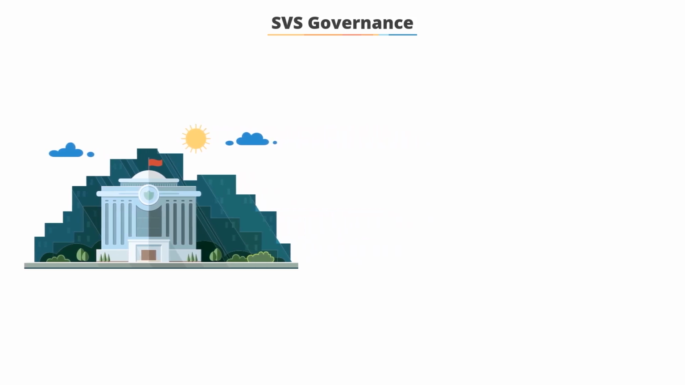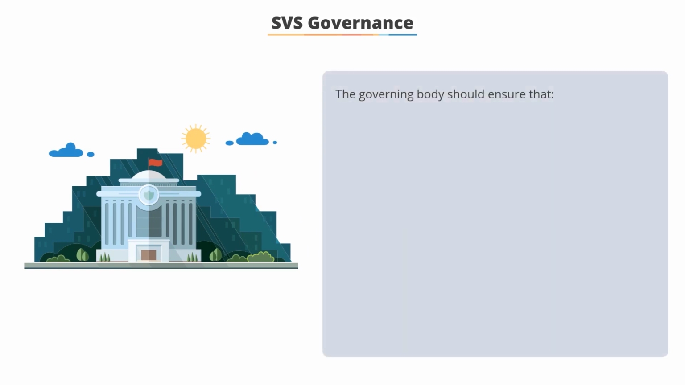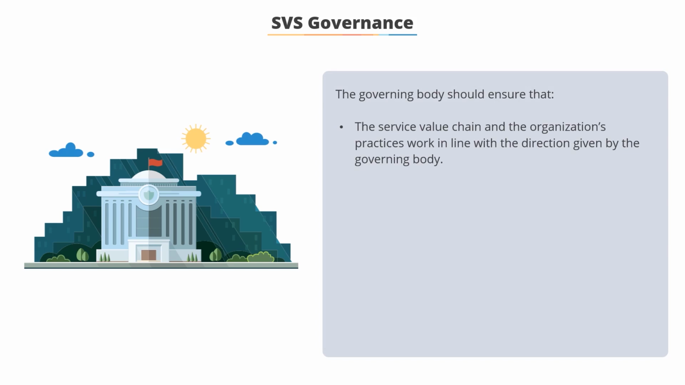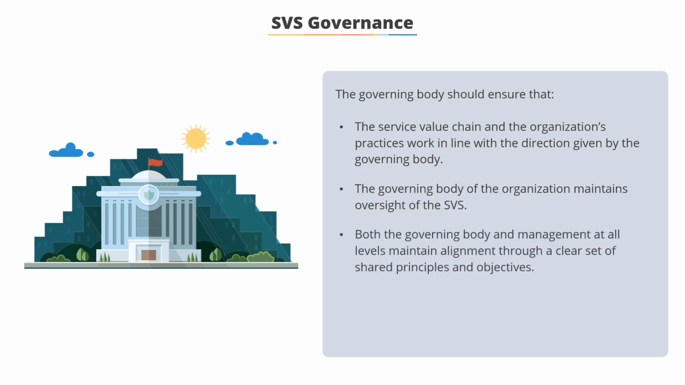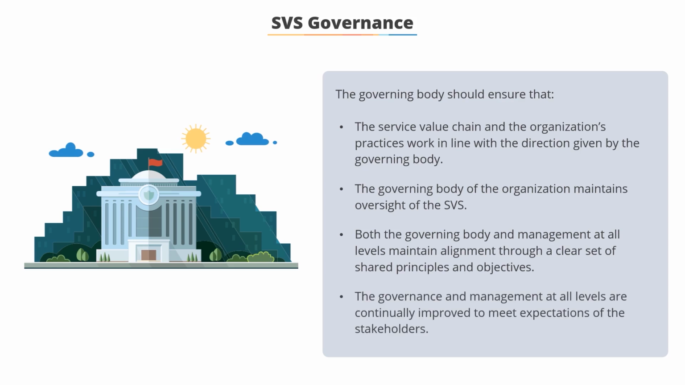Regardless of the scope of the SVS and the positioning of the components, it is critical to make sure that the service value chain and the organization's practices work in line with the direction given by the governing body. The governing body of the organization, either directly or through delegation of authority, maintains oversight of the SVS. Both the governing body and management at all levels maintain alignment through a clear set of shared principles and objectives. The governance and management at all levels are continually improved to meet expectations of the stakeholders.